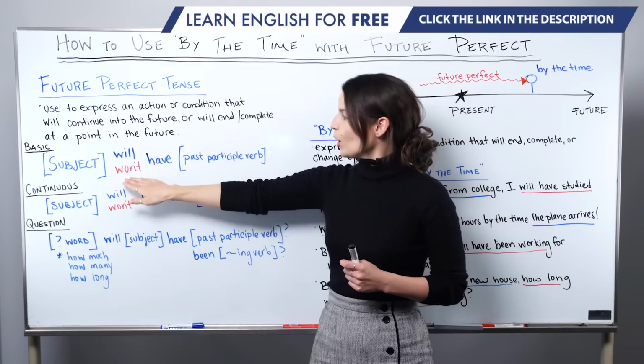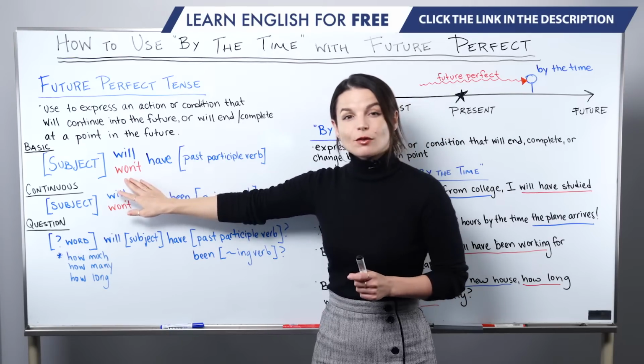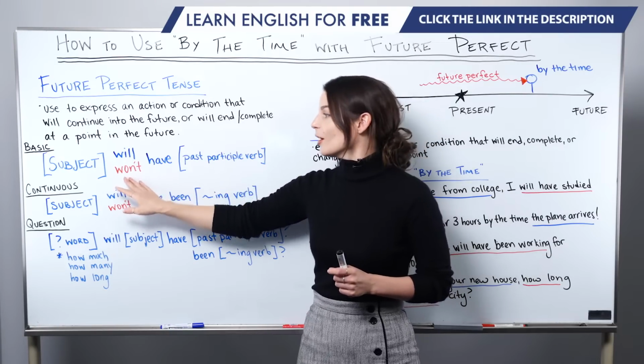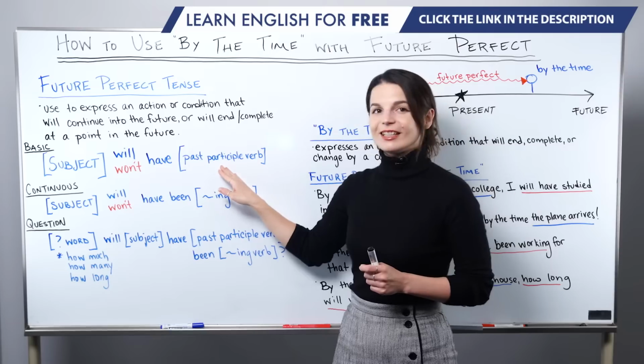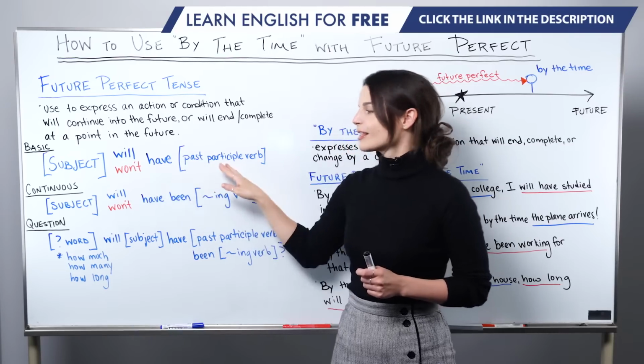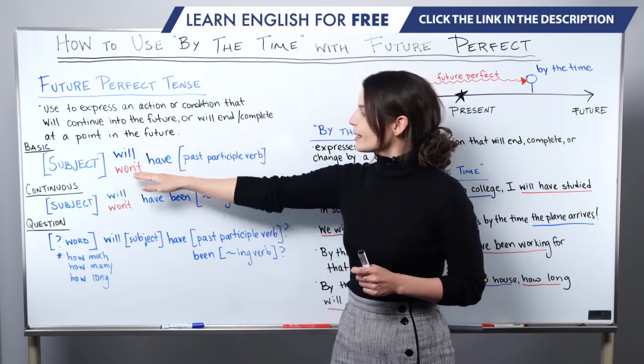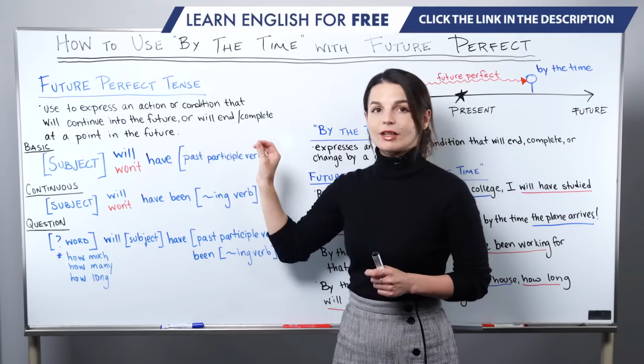When we use won't, we create a negative future perfect tense sentence. So, she won't have eaten, or he won't have slept. So, we use this as the base for our future perfect sentence.